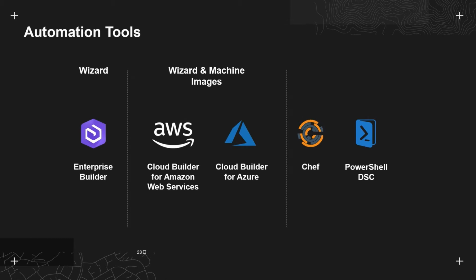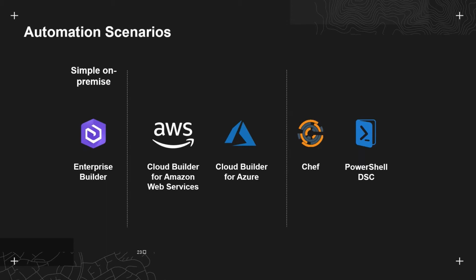The 2 cloud builders for Azure and AWS are also wizard-driven tools, but behind the scenes they employ predefined machine images hosted in their respective cloud platforms to quickly deploy ArcGIS Enterprise in various patterns. Chef and PowerShell DSC are your script-based options for deployment. They involve the use of configuration files to drive scripts behind the scenes to deploy highly customized, complex ArcGIS Enterprise patterns. So when should you use these tools?